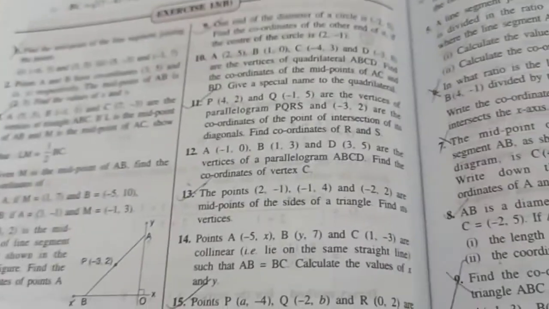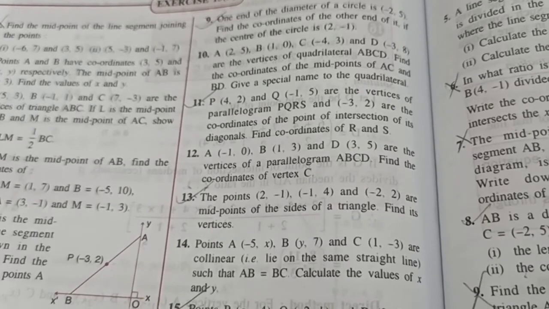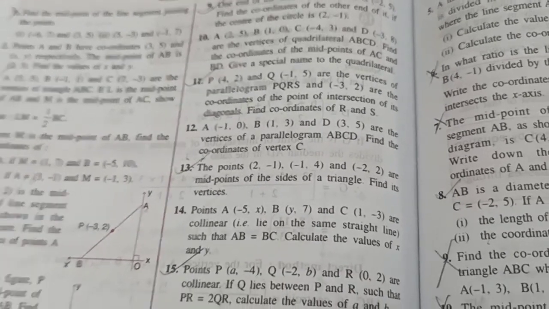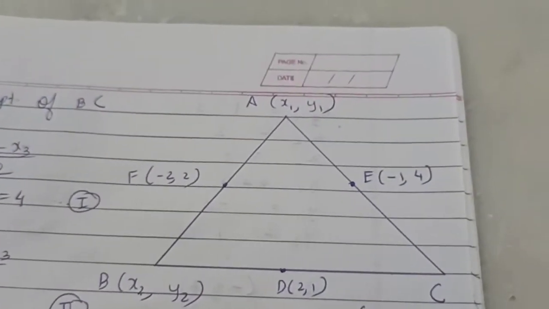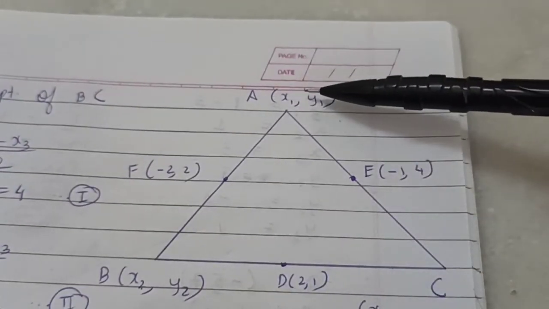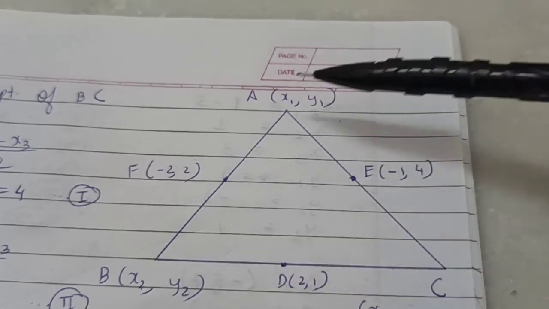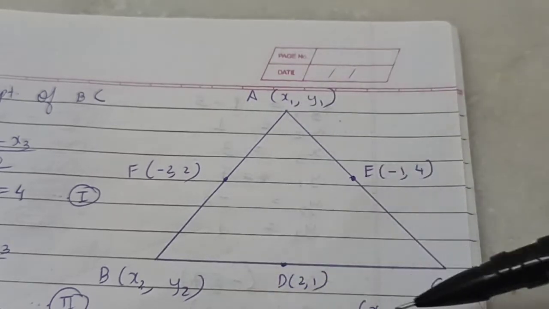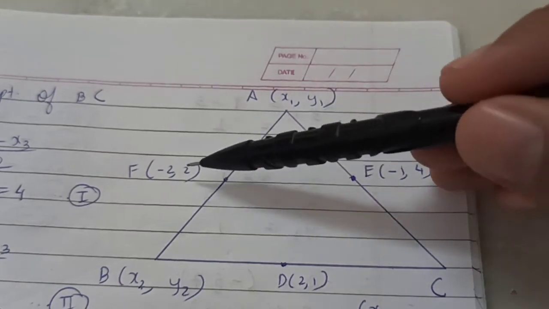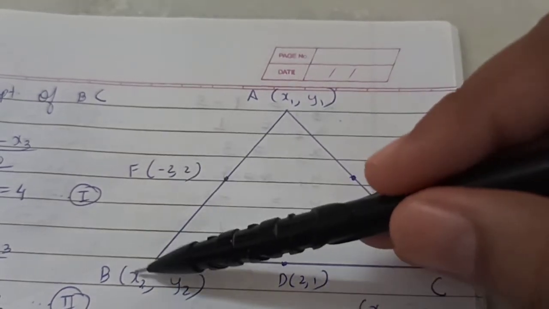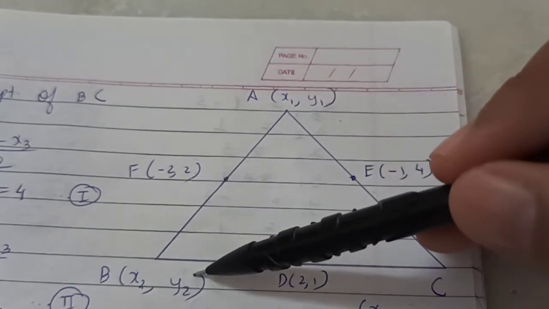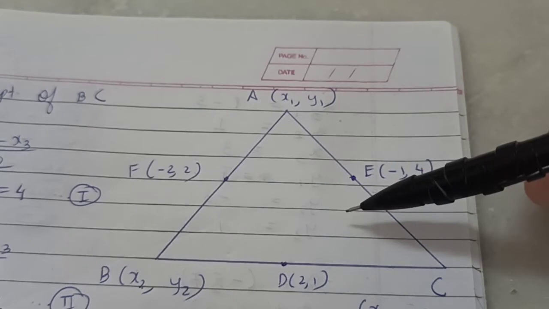Now the 13th sum. The points D, E and F are the midpoints of the sides of a triangle. Find its vertices. This is a very easy sum, although it's quite long. The 3 midpoints are given, but the 3 vertices are not given. So I'm going to assume it as x1, y1, x2, y2 and x3, y3. Now use the midpoint formula here. So minus 2 will be x2 plus x1 upon 2. 2 is equal to y2 plus y1 upon 2.